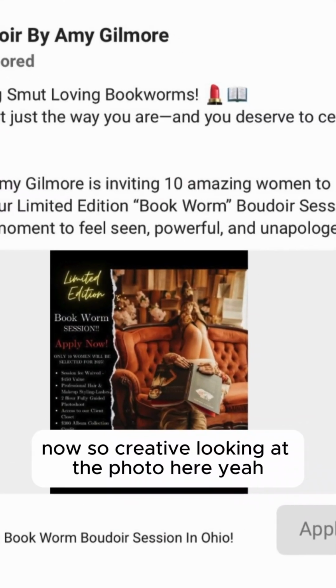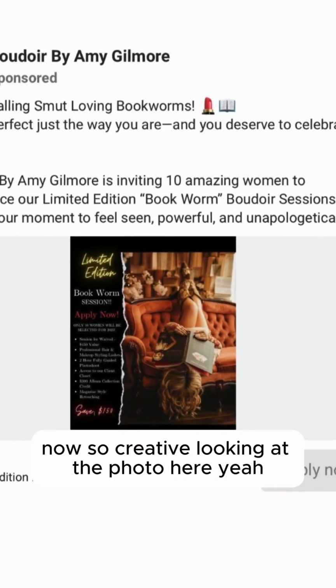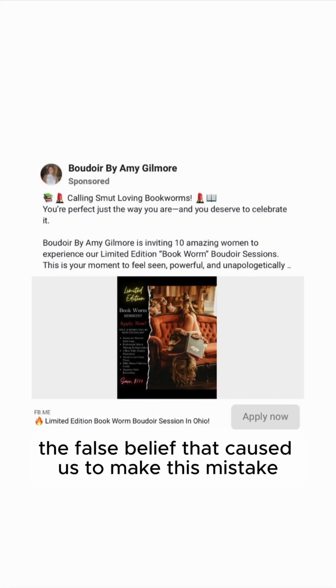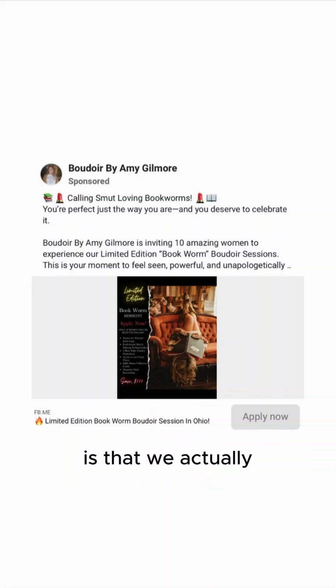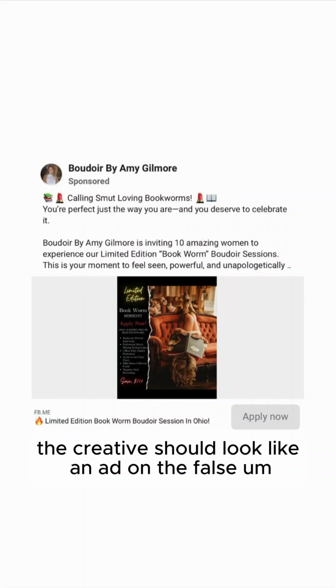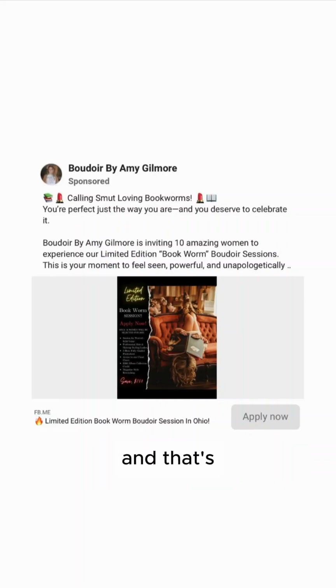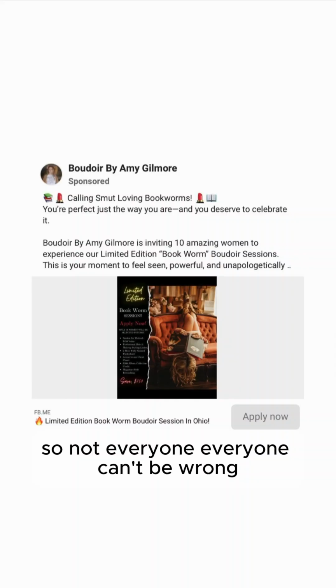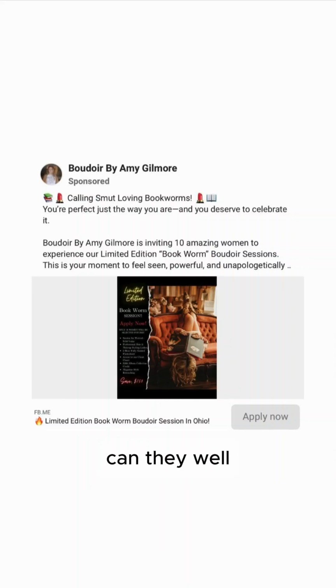Now, looking at the creative photo here, yeah, we've got the looks-like-an-ad mistake. The false belief that caused us to make this mistake is that we believe Boudoir Facebook ads should look like ads. The creative should look like an ad. And that's because all the other Boudoir Facebook ads we've seen, they all look like ads. So everyone can't be wrong, can they?